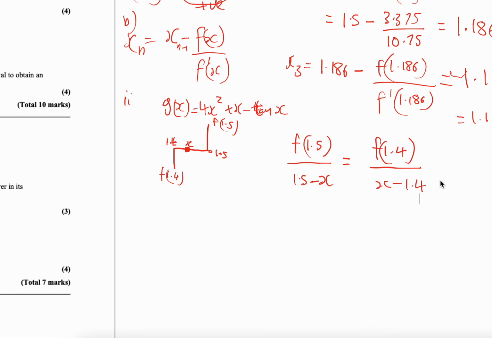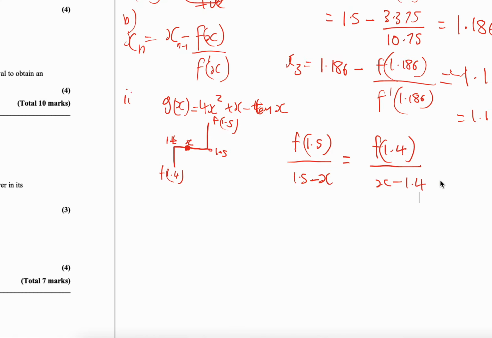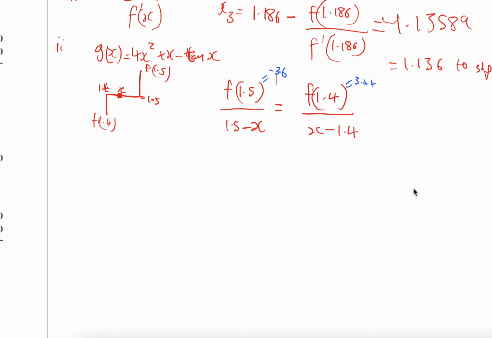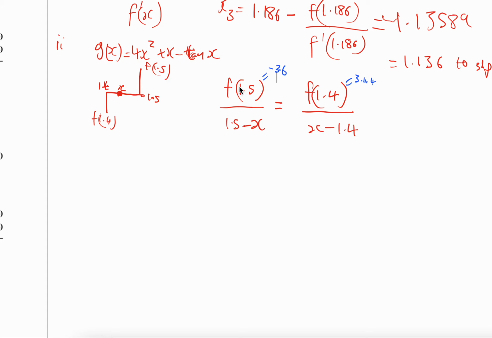The value at 1.4 is 3.44, and at 1.5 it's minus 3.6. Do we need those right now? Is this a good time to substitute? No, you can just put them as variables. You can leave them as the function values, but it would be more effective to rearrange for x first.